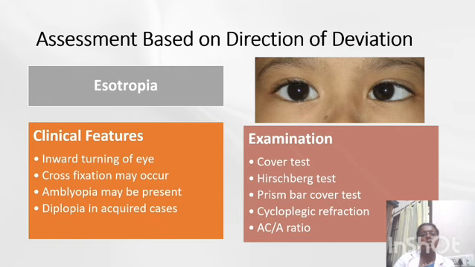Esotropia is characterized by inward deviation of one or both eyes. Patients may develop cross-fixation, amblyopia, or diplopia in acquired cases. A comprehensive clinical assessment of esotropia includes history, visual acuity, refraction, alignment testing, ocular motility evaluation, sensory assessment, and neurological examination. Careful evaluation allows accurate classification of esotropia and guides appropriate optical, orthoptic, medical, and surgical management.